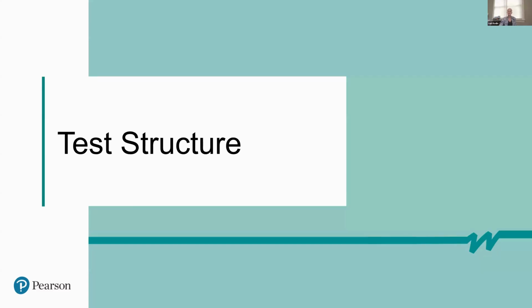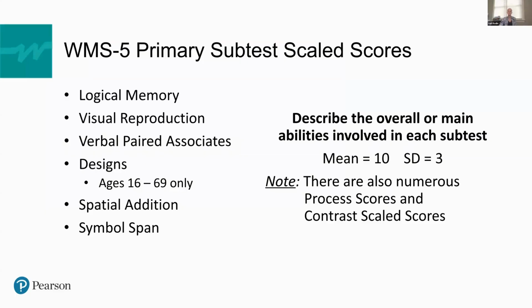Next, let's look briefly at the test structure of the WMS-5. Here you see listed on the left the test's primary subtest scaled scores. Again, note that older examinees are not administered the design subtest. WMS-5 also has a host of process scores and contrast scaled scores, which we won't say too much about today, but which add to the construct coverage and utility of the test.